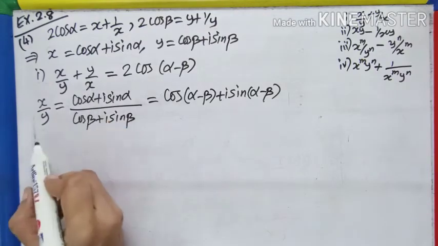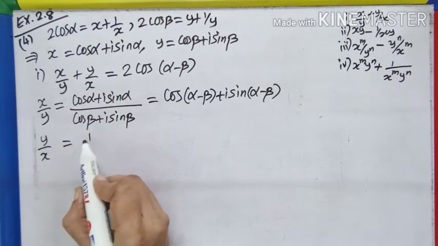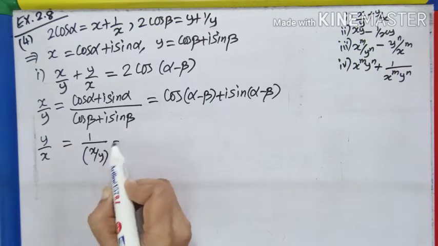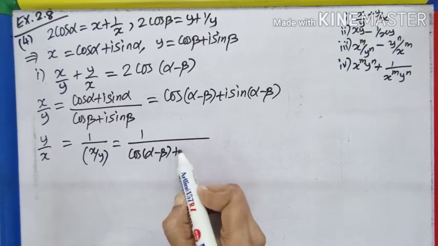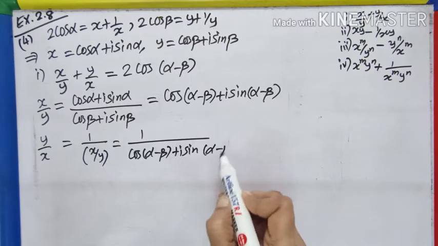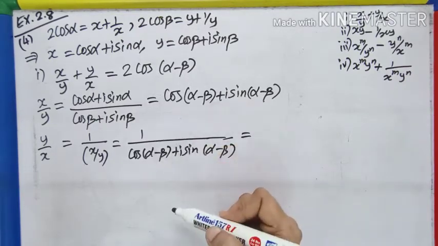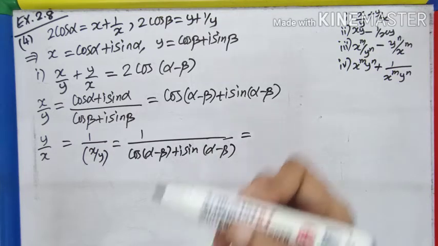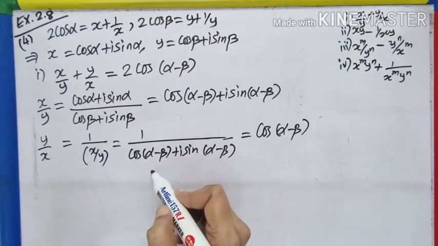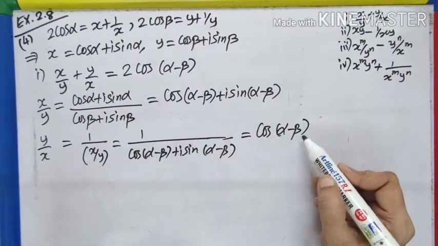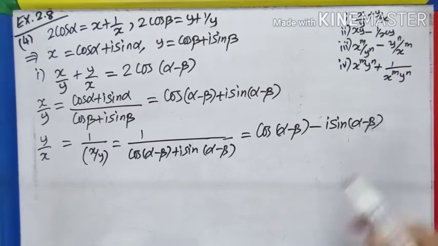What is the next step? y by x. What is y by x? Reciprocal. So 1 by x by y. That is 1 by cos alpha minus beta plus i sin alpha minus beta. And what do we know? Reciprocal means the denominator's plus symbol will go to the numerator as a minus symbol. So reciprocal in polar form is conjugate. So cos alpha minus beta minus i sin alpha minus beta.